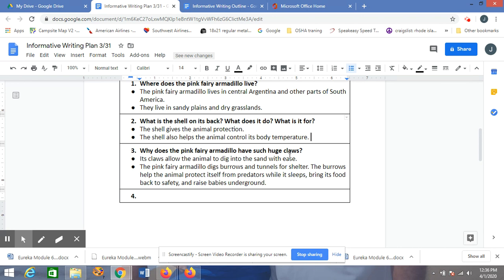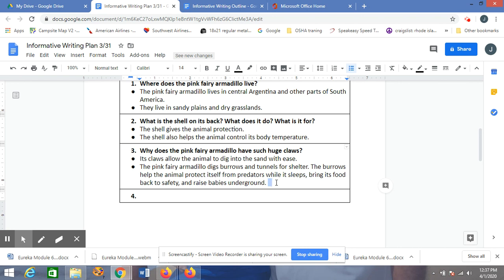But let's check number 3. Why does the pink fairy armadillo have such huge claws? Its claws allow the animal to dig into the sand with ease. The pink fairy armadillo digs burrows and tunnels for shelter. The burrows help the animal protect itself from predators while it sleeps, bring its food back to safety, and raise babies underground. I have to rewrite that, it sounds a little weird. The burrows help the animal protect itself from predators while it sleeps, bring its food back to safety, and raise babies underground.